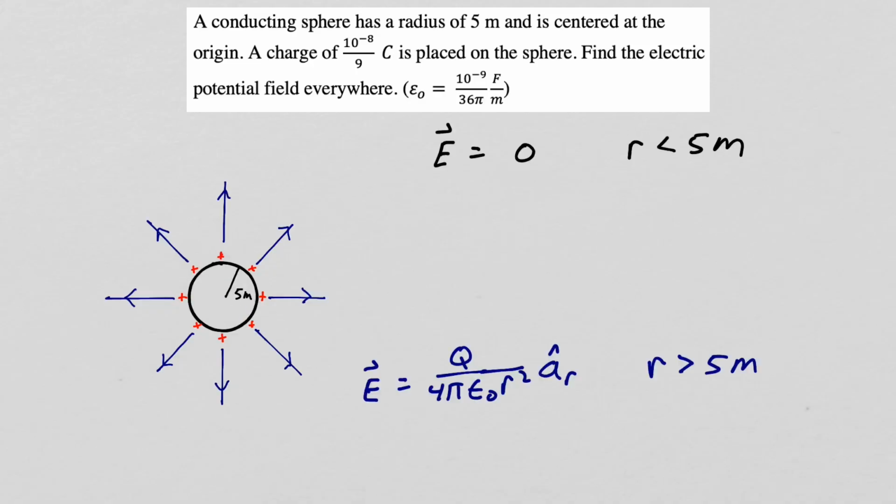By now you should be getting comfortable enough to just write down the electric field intensity for r greater than 5. It's whatever charge you've put on the sphere divided by 4 pi epsilon sub 0 r squared, and it's in the radial direction. If not, go ahead and pick a Gaussian surface that is a sphere of radius r, where r is greater than 5 meters.